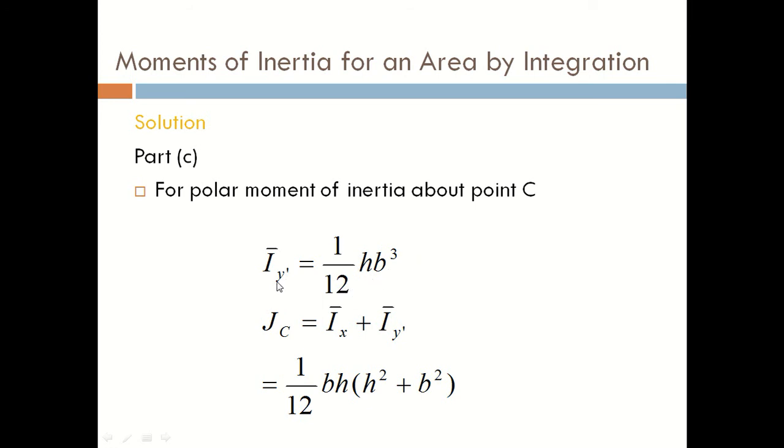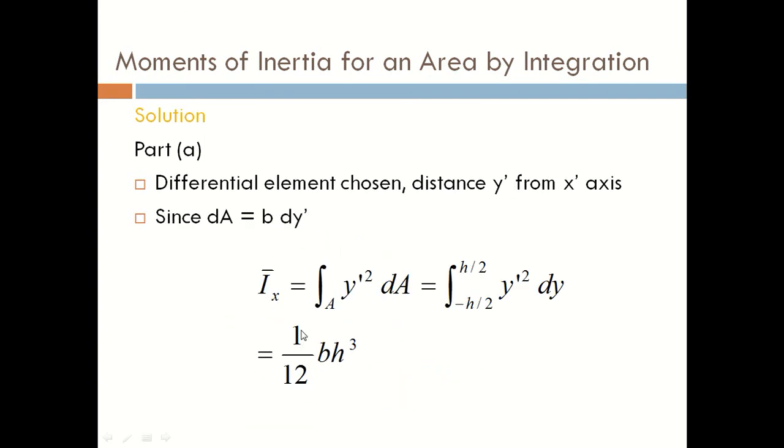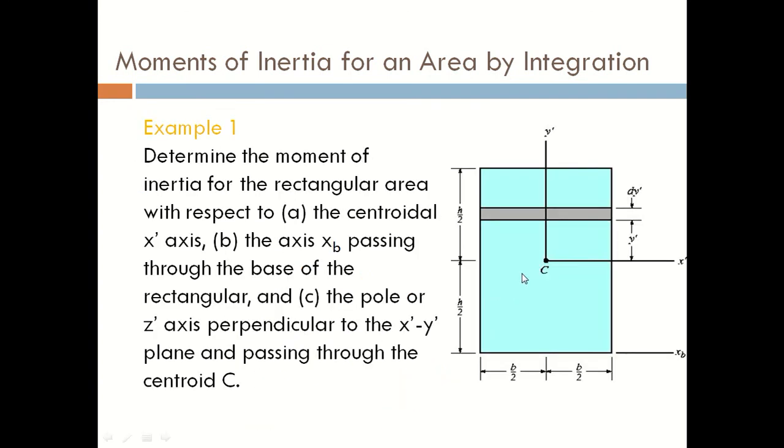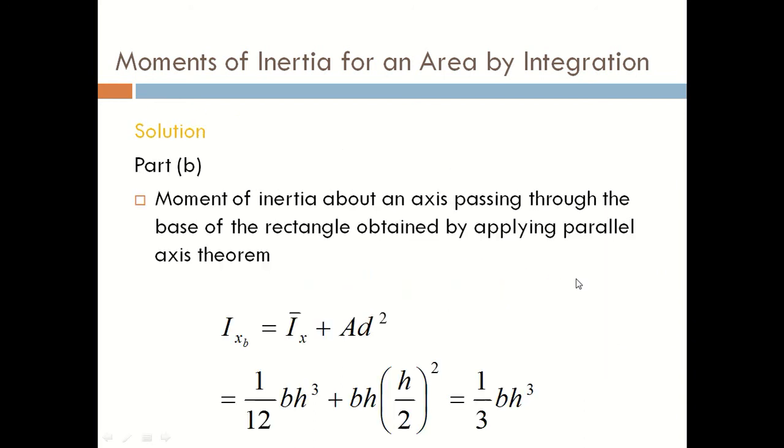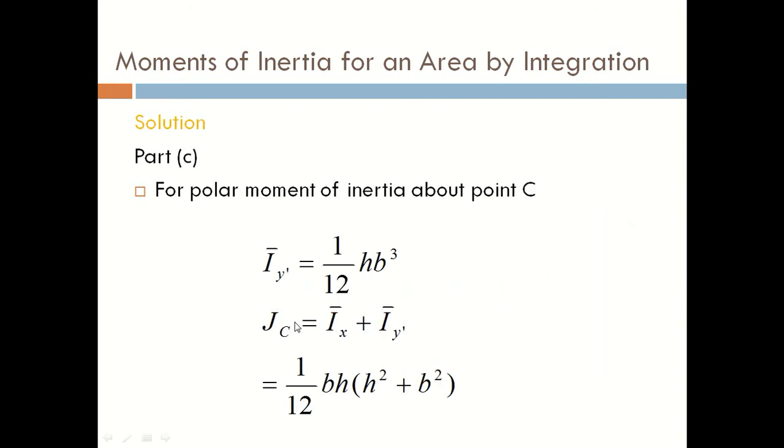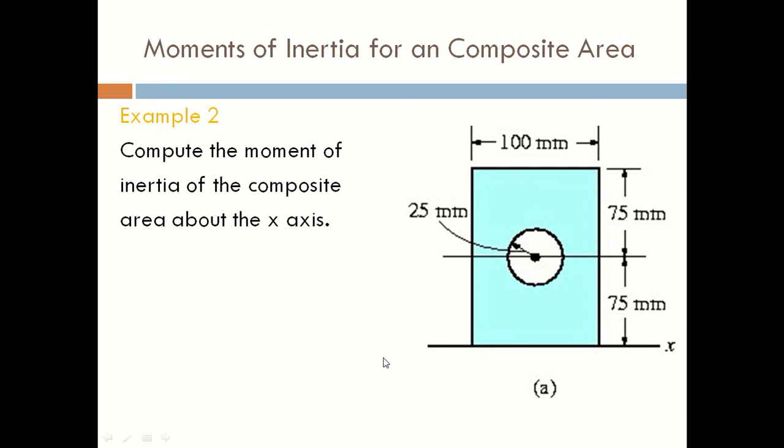Okay, and the polar moment of inertia about the centroid is the addition of the moment of inertia about the y dash axis and the moment of inertia about the x dash axis. So here the polar moment of inertia is equal to I dash x plus I dash y. If we add this, we get 1 upon 12 bh in bracket h square plus b square. Now we'll see the moment of inertia of a composite area.